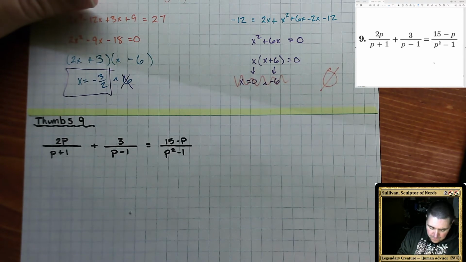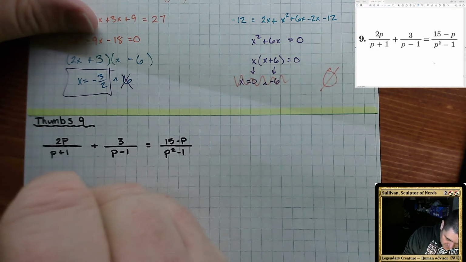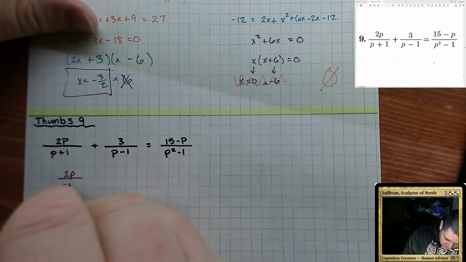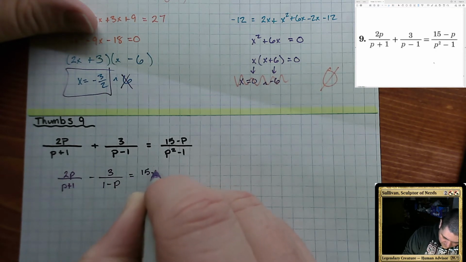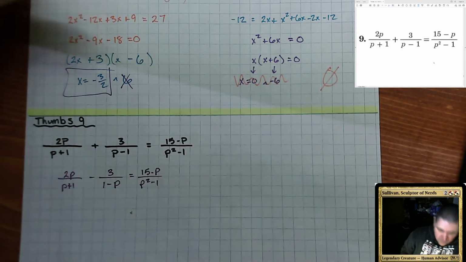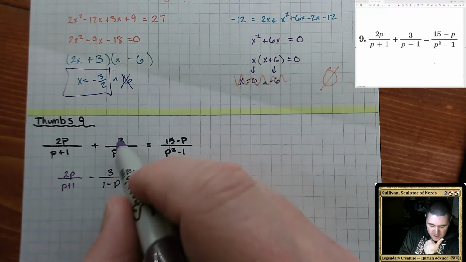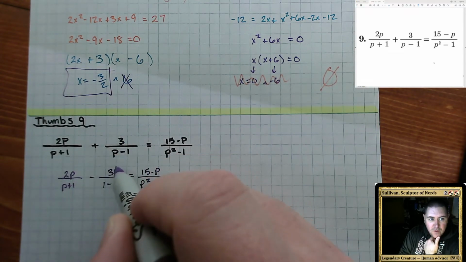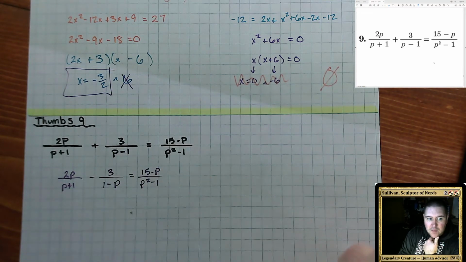Something that I've seen before, and kids get caught in this trap, is what if this was 2p over p plus 1 minus 3 over 1 minus p. Okay, I'll stare at it for a second. You see it's the same thing? If I take this times a negative 1, I get negative 3. If I take my denominator times negative 1, it changes both signs into 1 minus p.